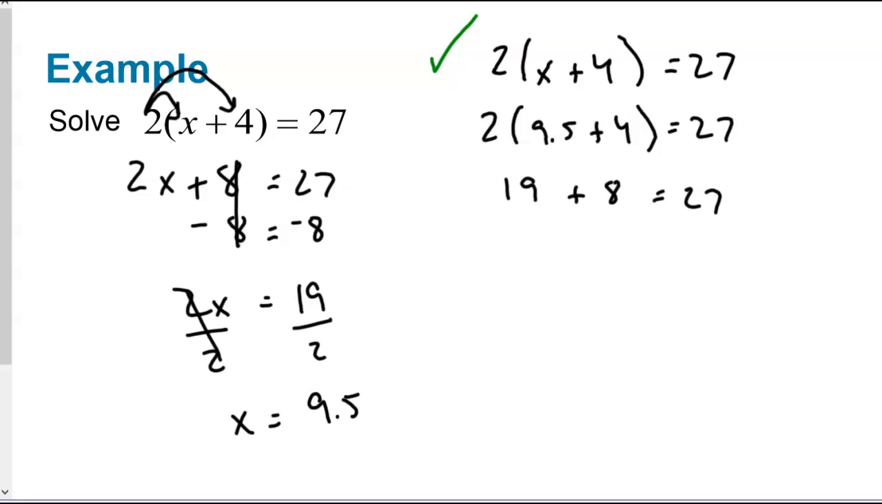19 plus 8 is 27 equals 27. And so that is true. So it's always good to check. I won't check the remainder of these for this, but I encourage you to plug the values back into the equation to do a check on the remainder of these examples that we do.